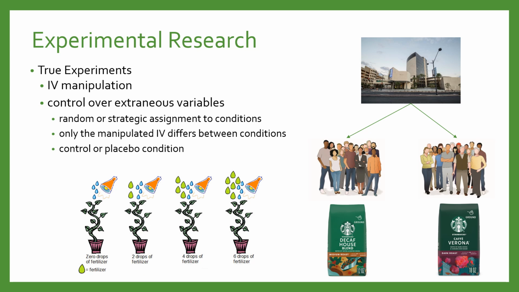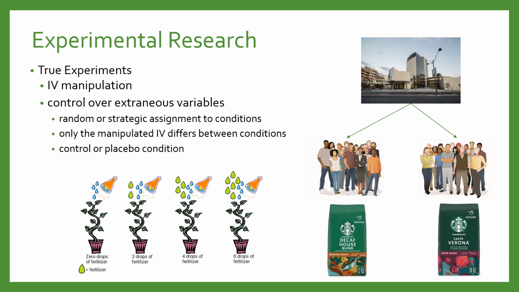Here, your dependent variable is performance, and it's operationalized as the number of error-free parts completed in a week. And the independent variable here would be caffeine. And there's two conditions, the decaf house blend, which is like our control, and then our Cafe Verona dark blend, which is our intervention, and it's served twice a day for a week.